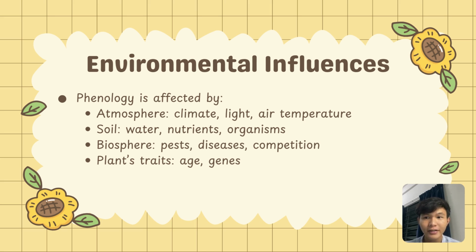The next one we have here is soil. The soil provides nutrients and water. Poor soil conditions can delay growth stages. And the next one is biosphere. This includes other organisms like pests, diseases, or even competition from other plants. And the last but not least is weather and climate. Changes in rainfall or drought can shorten or extend stages of growth.